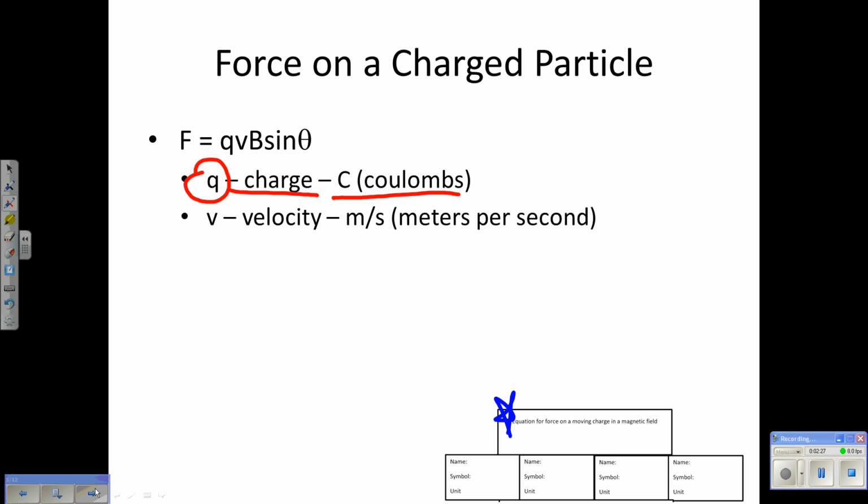Our second variable, V, velocity. Name is velocity. V is the symbol, and our units are meters per second.